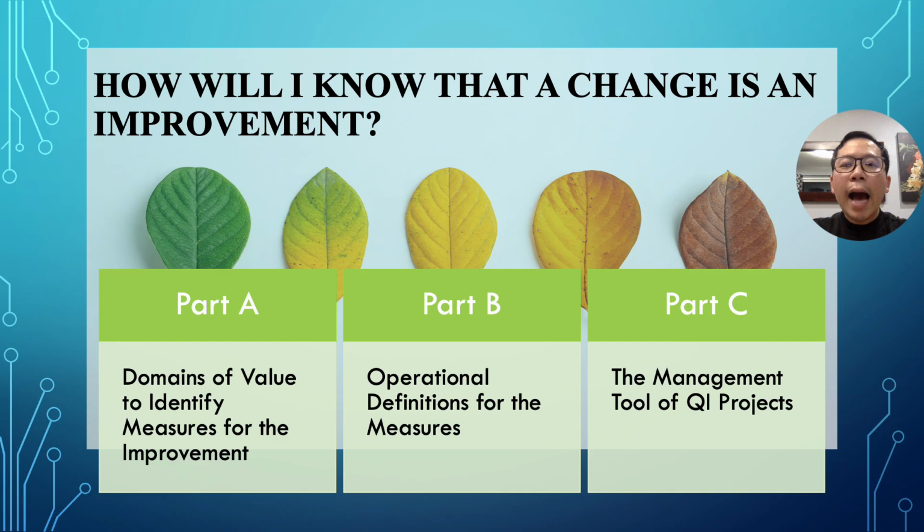Second question, how will I know that a change is an improvement? To answer this question, it is divided into 3 parts. Part A, domains of value to identify the measure for the improvement. Part B, operational definition of the measure. Part C, the management tool of the QI project.